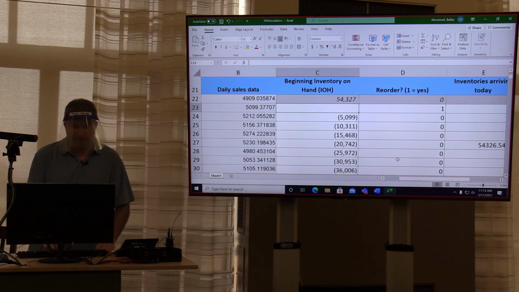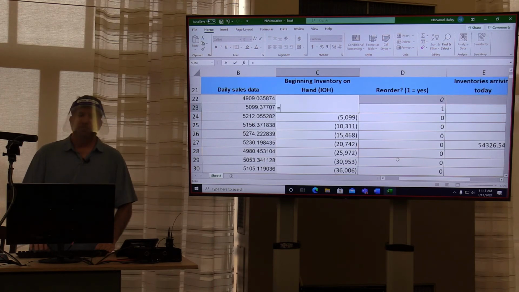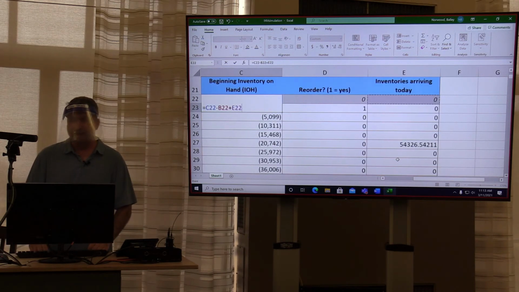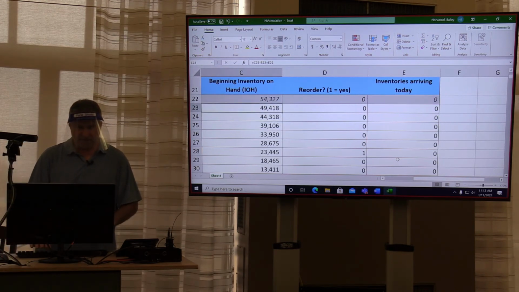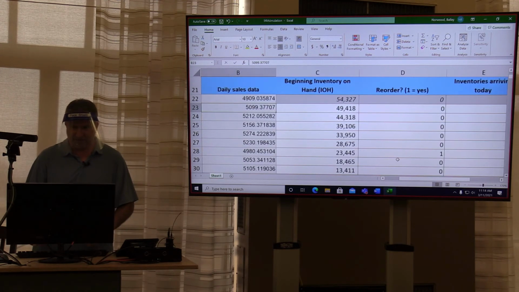I'm going to start over so you can see exactly where everything comes from. So beginning on hand inventory on this date is going to equal inventory on hand from the previous day minus sales from the previous day plus the inventories arrived from the previous day. We're saying the previous day instead of the day because you don't know exactly what time of the day it's going to arrive. All right, so I've got that.